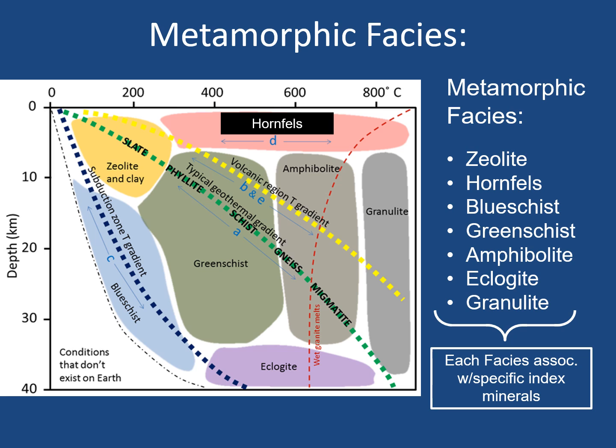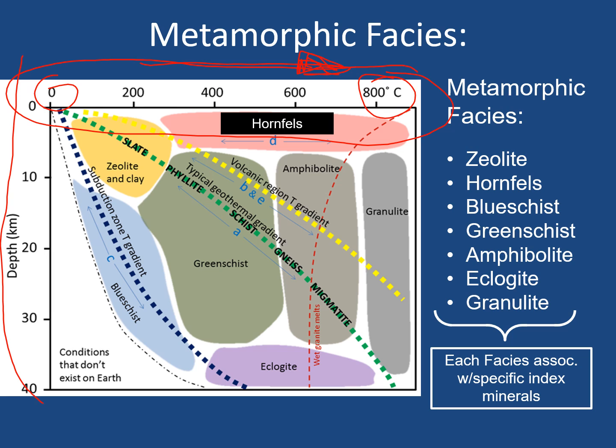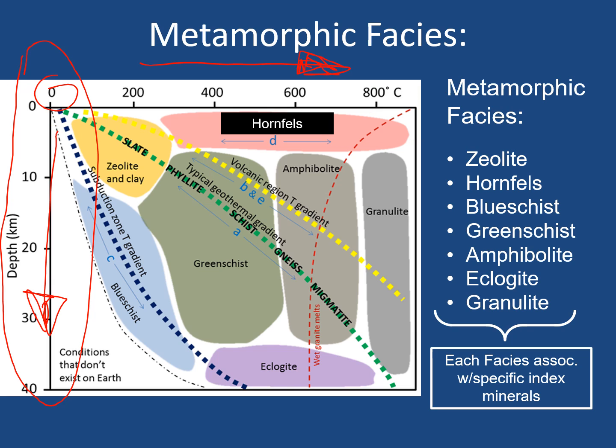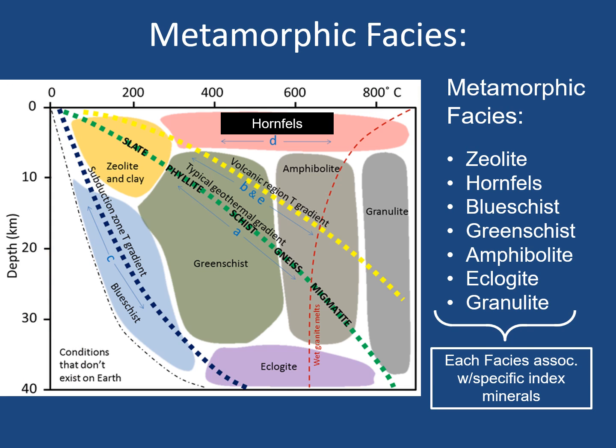This is a diagram. It's the metamorphic facies diagram. And notice that on the horizontal axis, we have temperature. So temperature is increasing to the right. Higher temperatures to the right, lower temperatures to the left. And then vertically, we have depth. That's the same thing as pressure in the sense that as you go deeper and deeper into Earth's interior, both depth and pressure are increasing. Nothing really to memorize about this diagram.